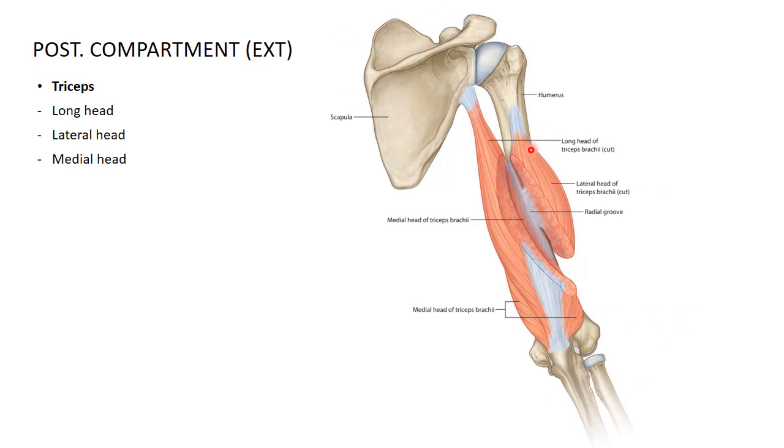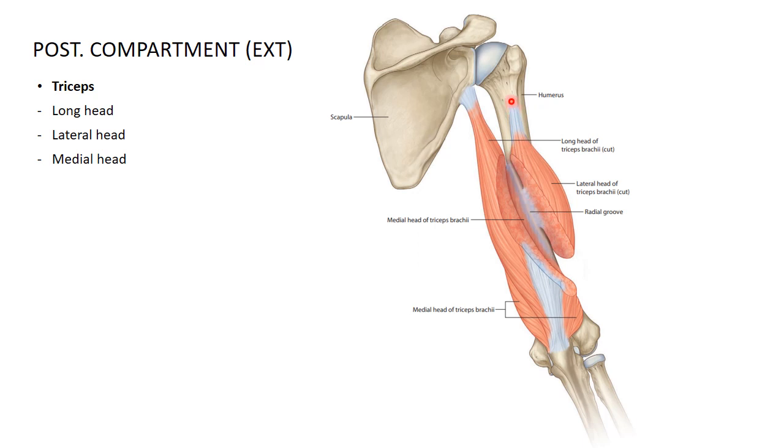The lateral head takes origin from an oblique line, which passes from the anatomical neck that we discussed when we talked about the humerus. This is from the oblique line, and then it unites with the long head, while the medial head of the triceps, which lies just anterior to the long head, takes origin from the posterior aspect of the shaft of the humerus just inferior to the radial groove.